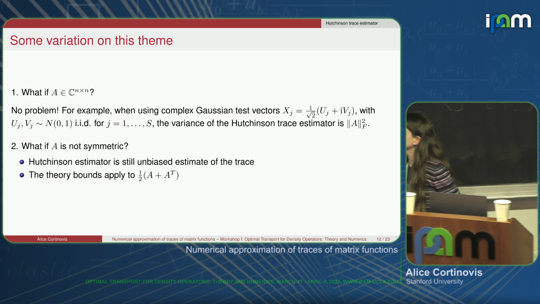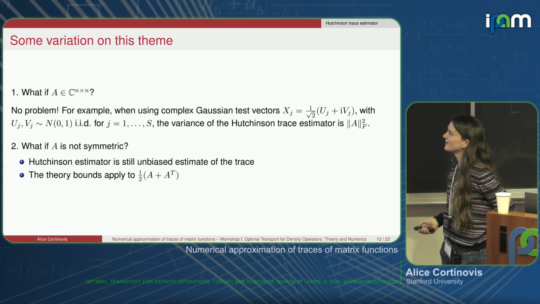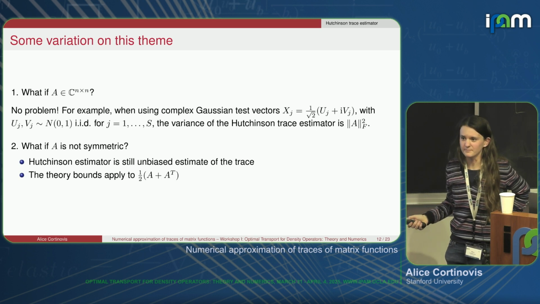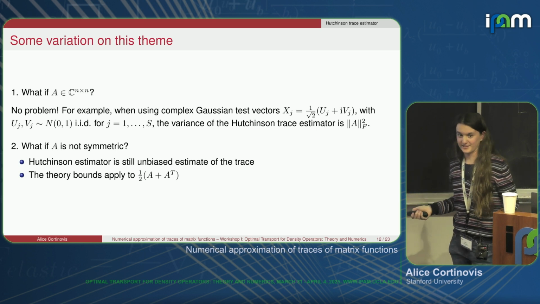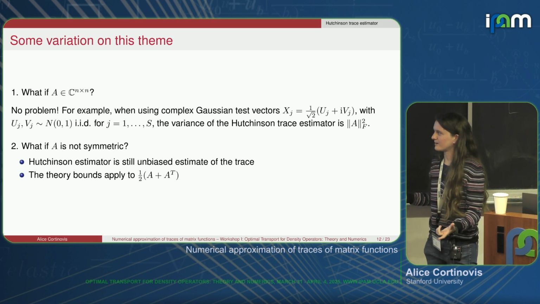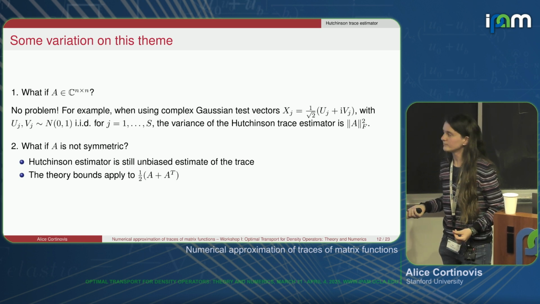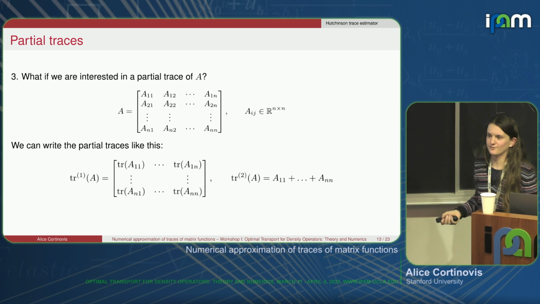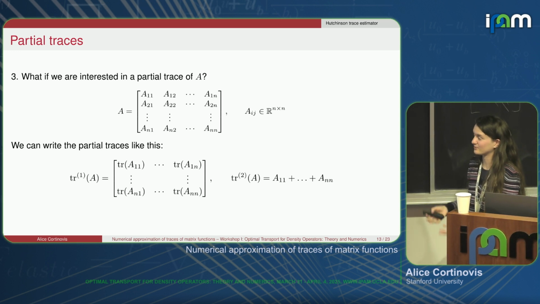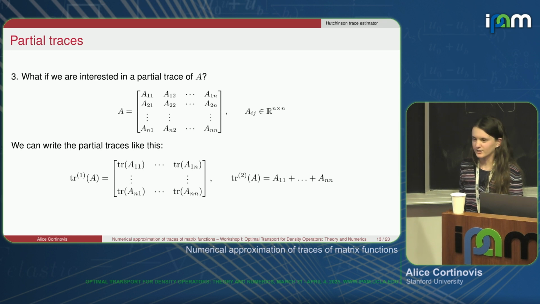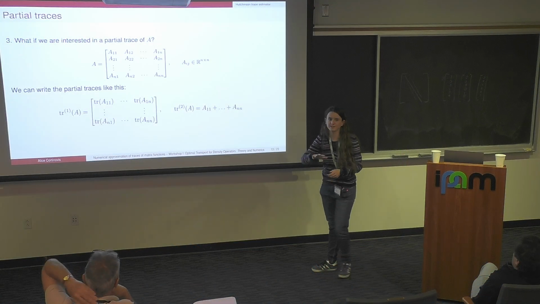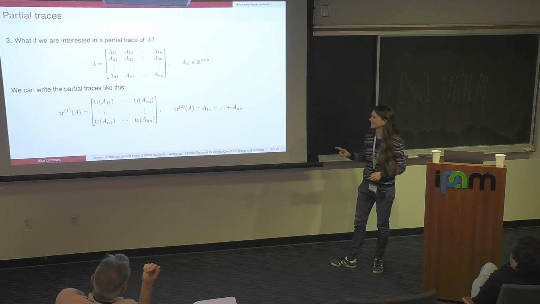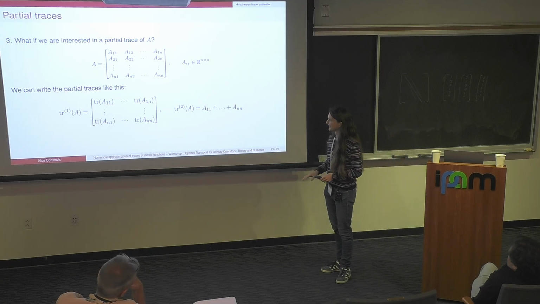Okay, some variations on this trace estimation business. What if A is complex? You can do the same thing. What if A is non-symmetric? You can do the same thing. The theory basically applies to the symmetric part of A. What's maybe a bit more interesting for this audience is what happens with partial traces. You can generalize the Hutchinson trace estimator to partial traces as well. Let's assume that you have a matrix A, which is defined on a tensor product of two spaces, not more, because otherwise it's complicated to write.